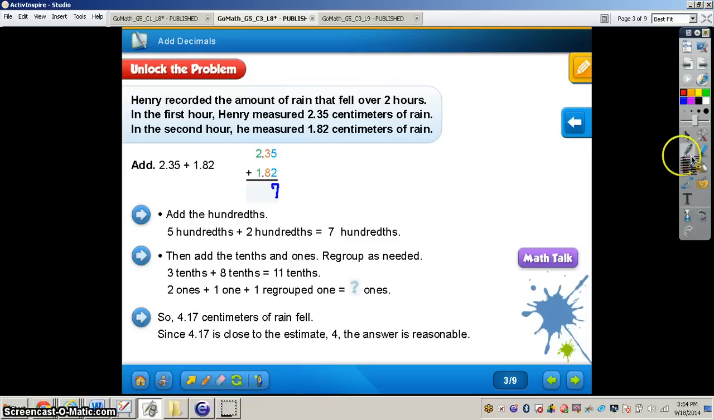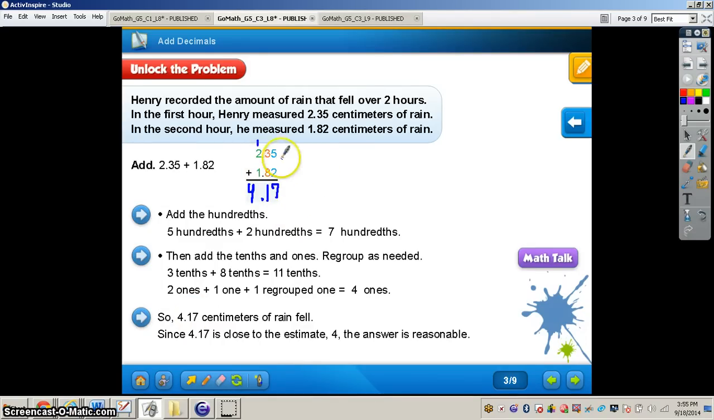Alright, now you will need to regroup. So put your 1 here, and then put your 1 right in the ones place. Put your decimal point down, and then you need to add the 2 ones plus 1 plus the 1 that we regrouped. That gives you the total of 4 ones. And we'll write 4 down just right here. Okay, so it equals 4 17/100ths.